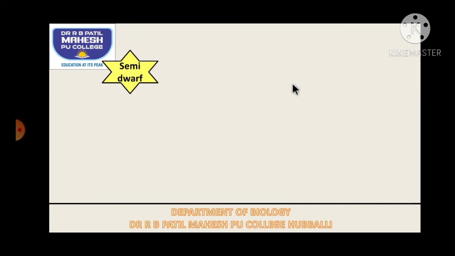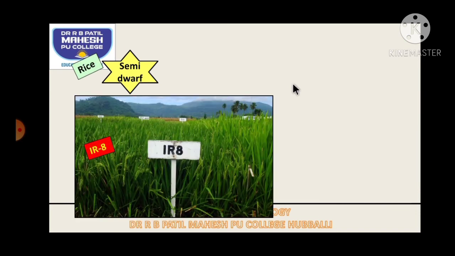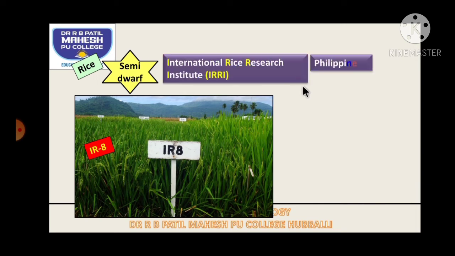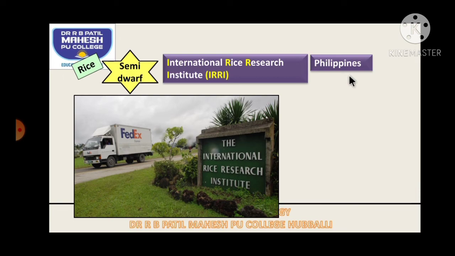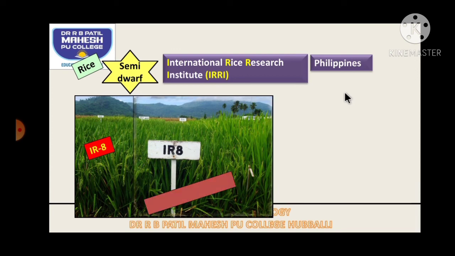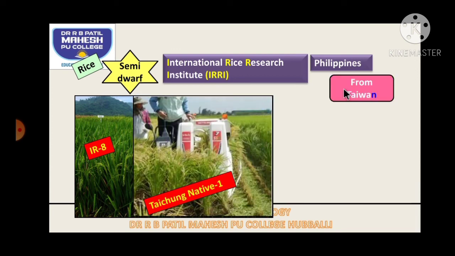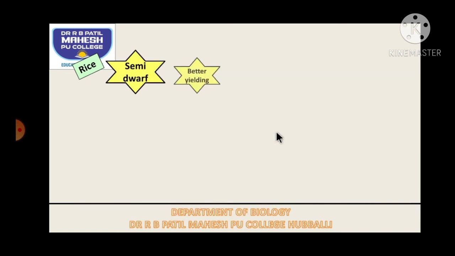With respect to rice, we have developed a semi-dwarf variety by the name IR8, which was developed at the International Rice Research Institute, IRRI, which is situated in the Philippines. This is a picture of IRRI, the International Rice Research Institute. It is a native of Taichung, which is from Taiwan. This IR8 was introduced in India in the year 1966. This rice IR8 was a semi-dwarf variety and better yielding.